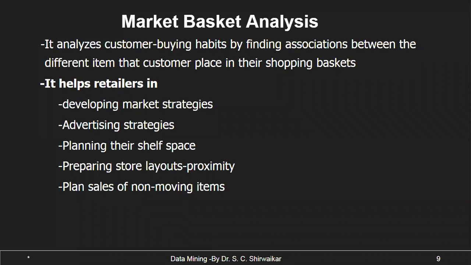So for example, some of the items are not moving. For example, I want to buy a fridge. So a fridge is not a moving item every time. So where should the non-moving items be placed, and according to that how the store will be arranged. So these are all the things.